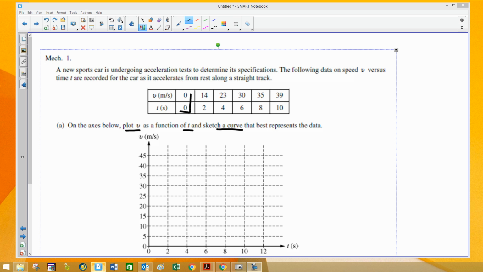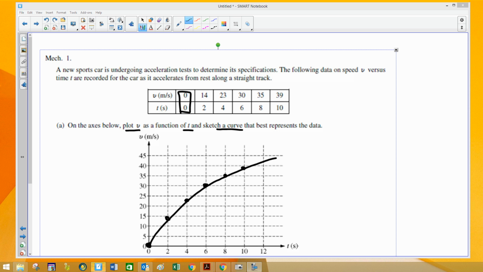So time and velocity is 0, 0, 2, 14, 4, 23, 6, 30, 8, 35, 10, 39. Now, if it wasn't for the first 2 points, this would look like a pretty straight line, but it's not a straight line. This is a concave line.